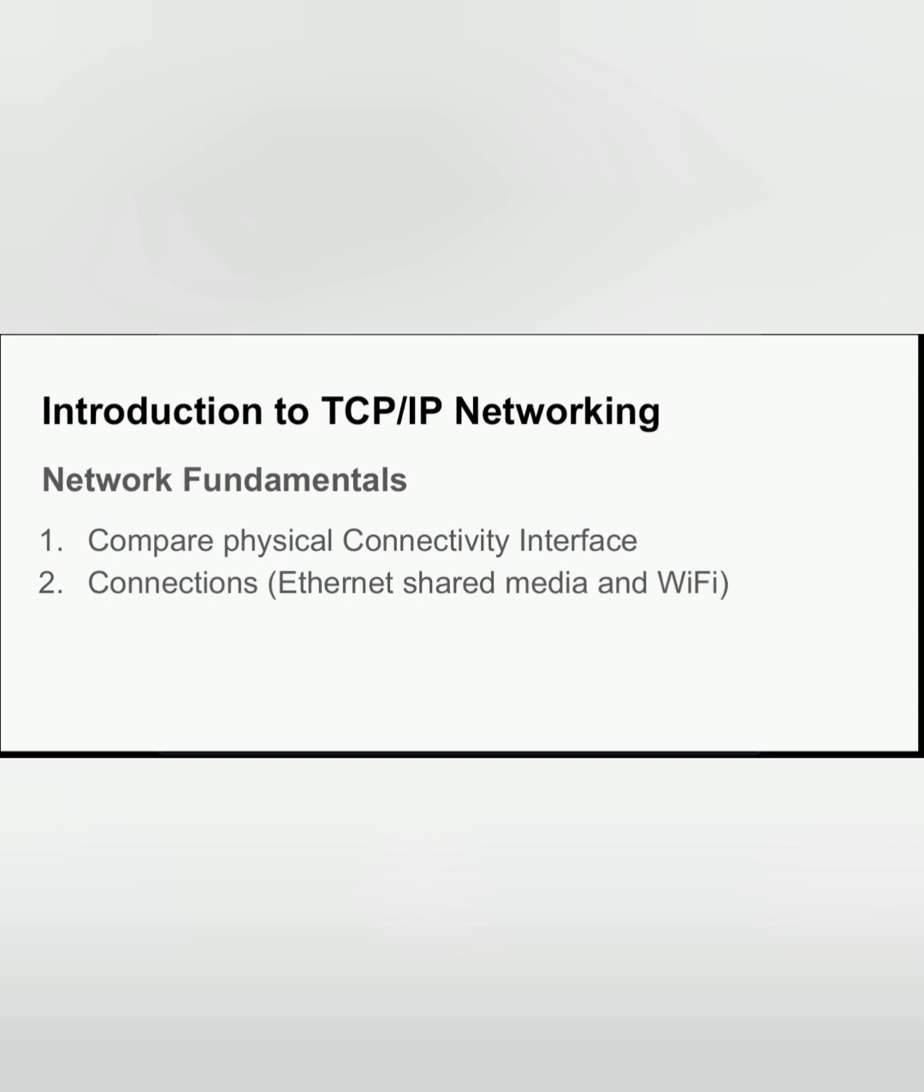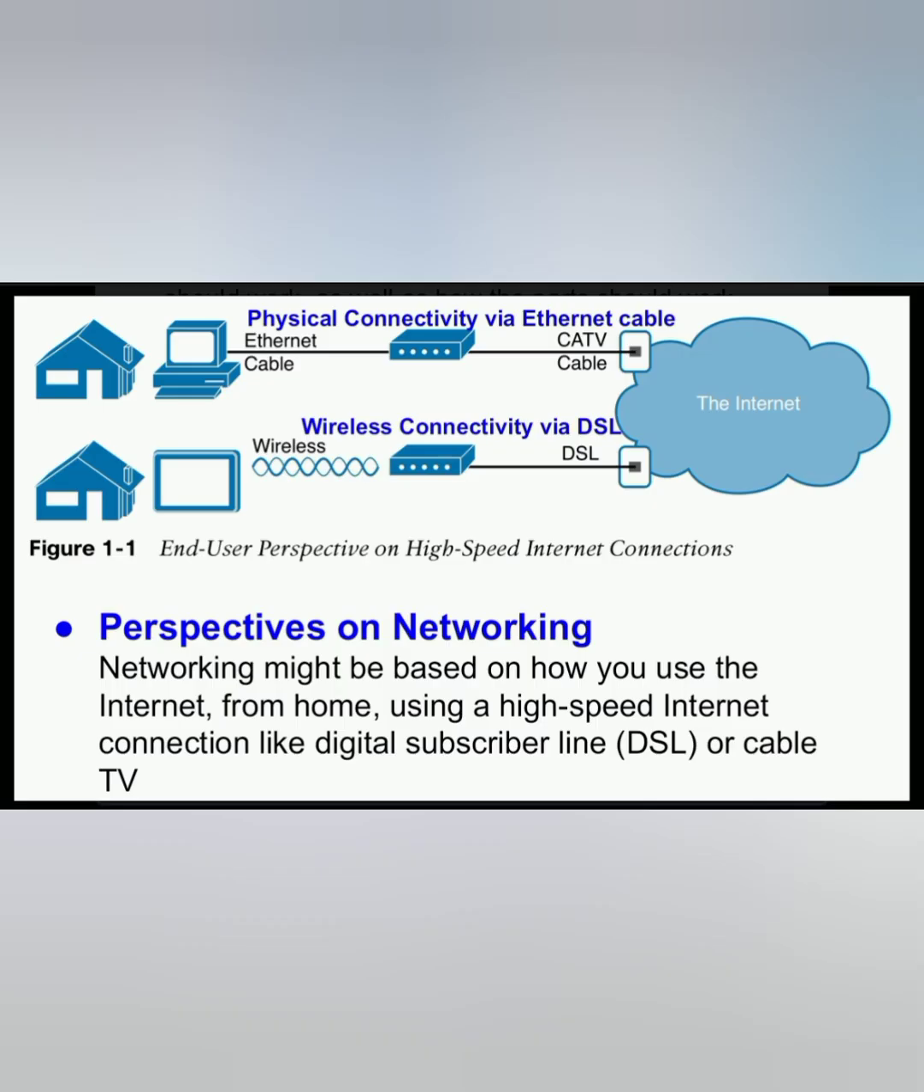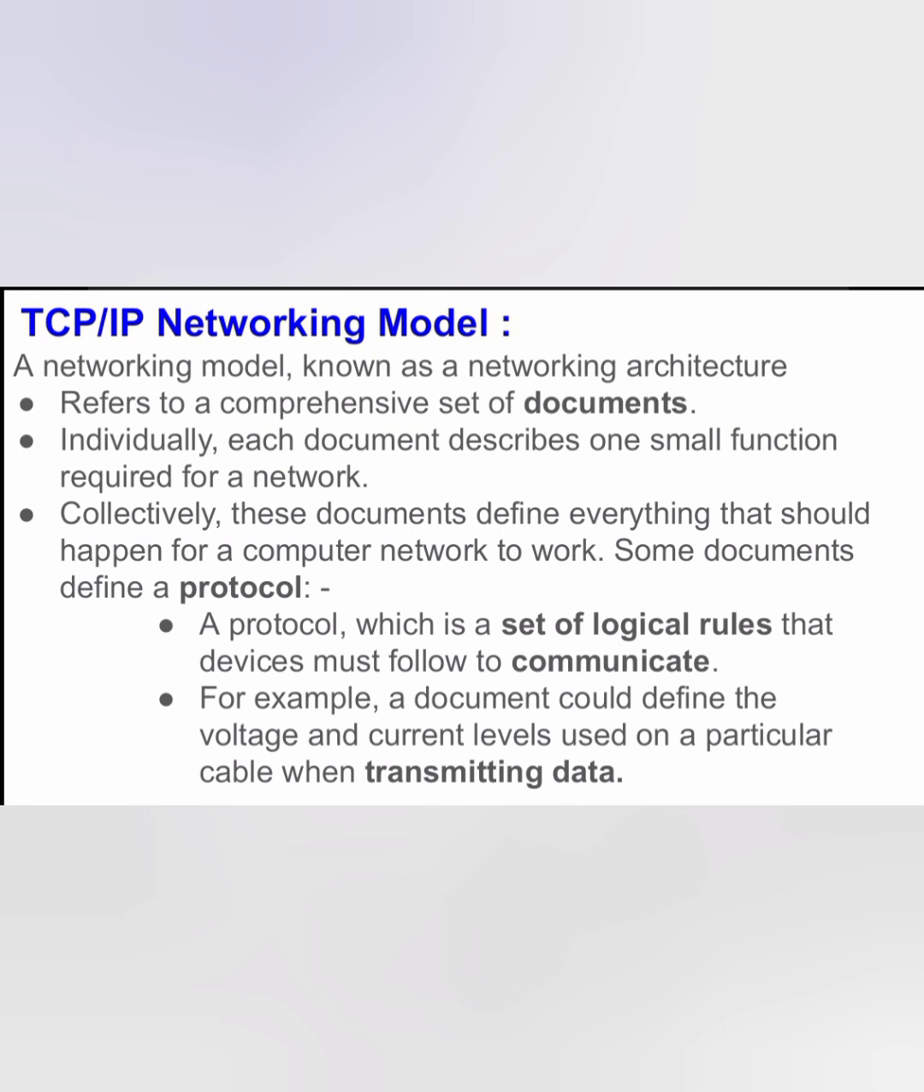Without communication you cannot perform or avail the functions of the internet. So the internet facilitates you with different types of applications, and they are bound by some sort of logical rules. For example, a document could define the voltage and current levels used on a particular cable when transmitting data.